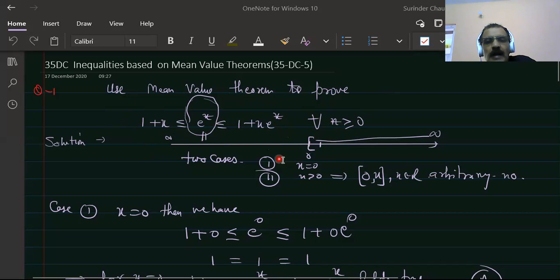Two possibilities will arise. One is x equal to 0 and the other is x greater than 0, that is, x belongs to an arbitrary interval.